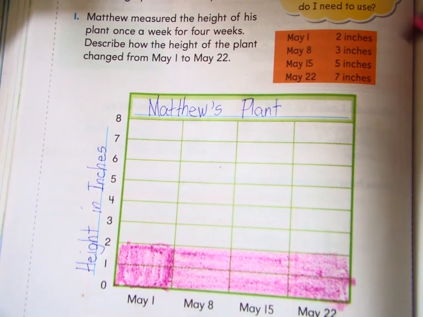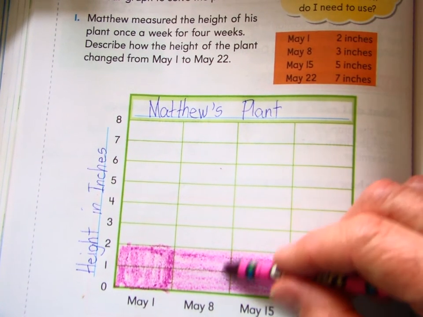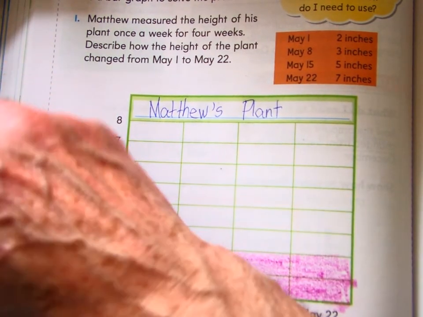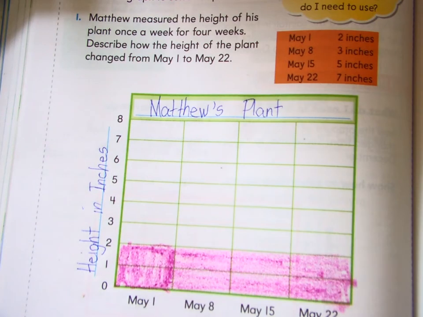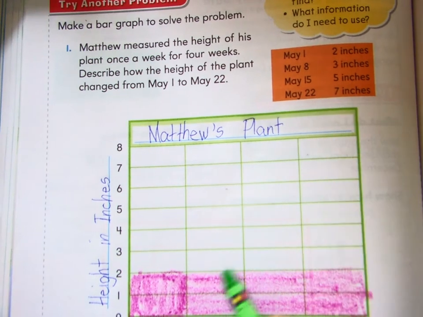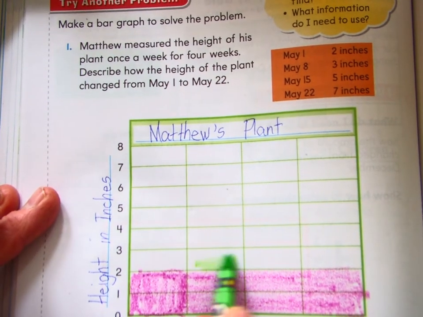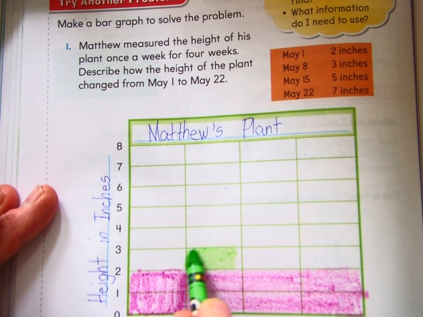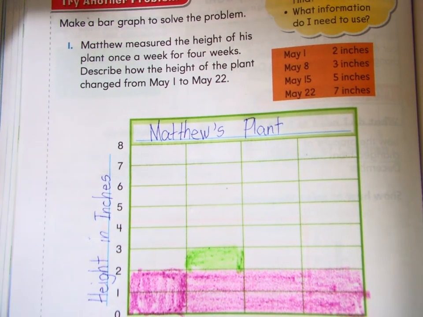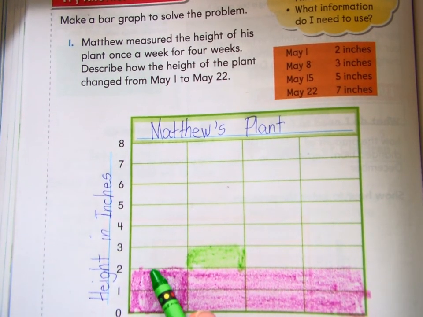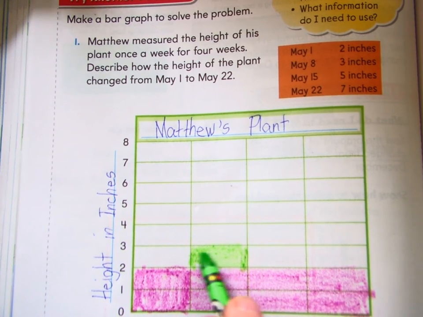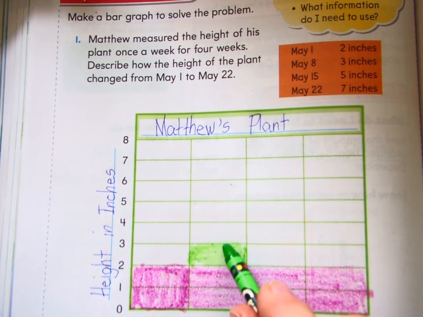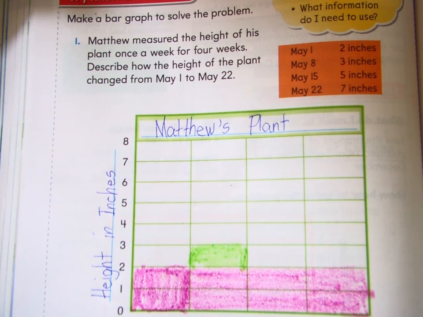Now, look at what it says for May 8th, 3. I already did 2, so what do I need? I need 1 more. And that'll make 3 for May 8th. Because May 8th it says 3. Here's 3. Now you can see the plant was 2 inches the first week. How much did it grow the next week? It grew 1. It's 3 inches tall, pero creció uno más.